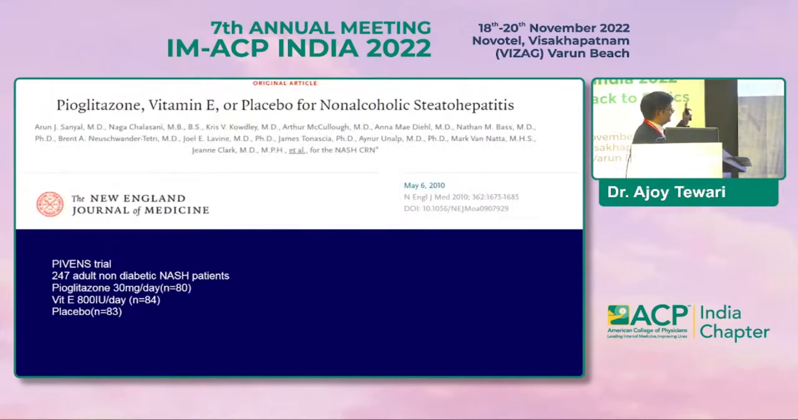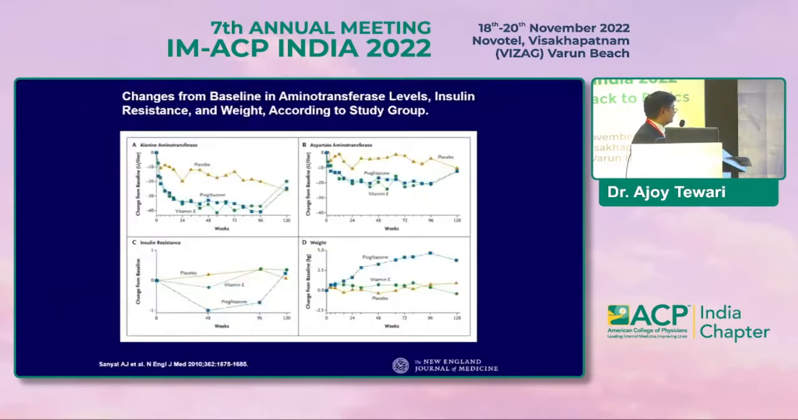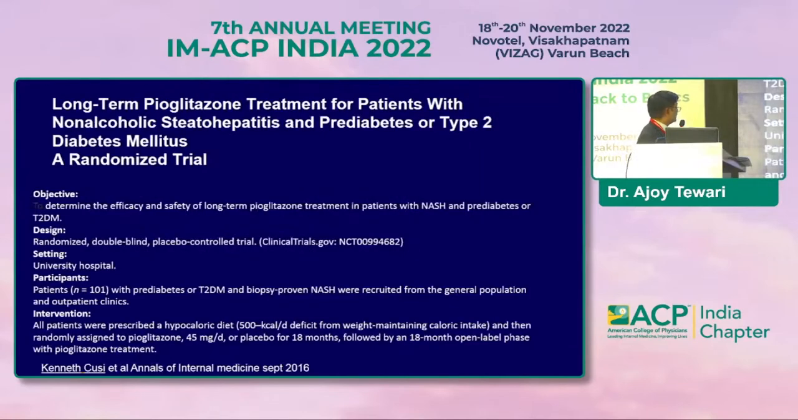So this all started with this particular study, the PIVENS trial. This was done by Sanyal and group. They compared three groups: one with pioglitazone, one with vitamin E, and one with placebo. They found that there was a significant reduction in alanine aminotransferase levels with pioglitazone and vitamin E, but after 96 weeks when it was stopped, they again came back to the same levels. So it was with regard to AST, ALT, insulin resistance and weight. So these drugs are to be taken for longer durations of time.